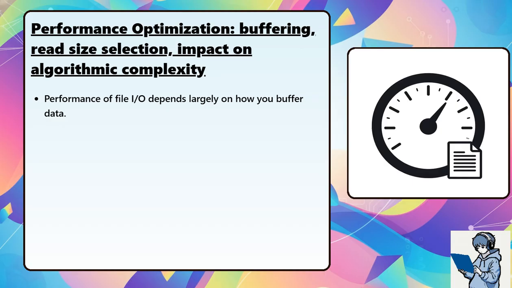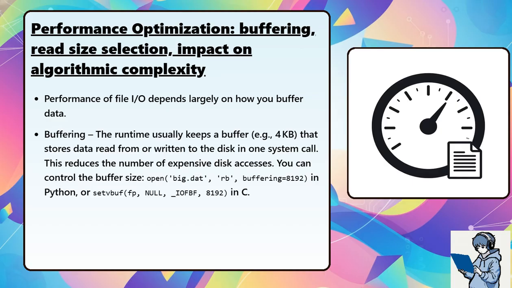Performance of file I/O depends largely on how you buffer data. Buffering. The runtime usually keeps a buffer, for example 4 kilobytes, that stores data read from or written to the disk in one system call. This reduces the number of expensive disk accesses. You can control the buffer size. open("big.dat", "rb", buffering=8192) in Python, or setvbuf(fp, NULL, _IOFBF, 8192) in C.